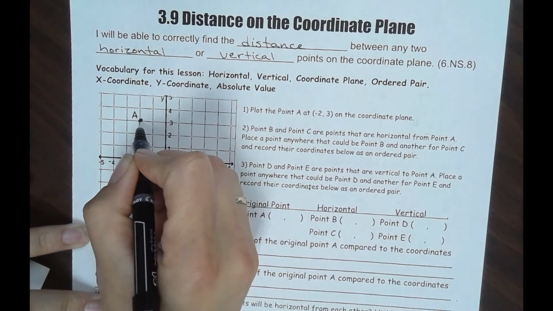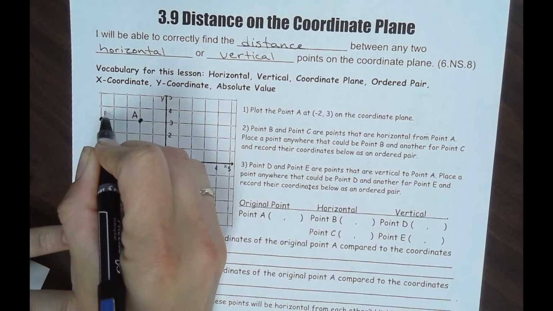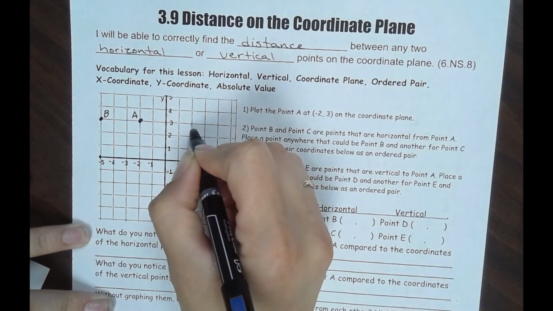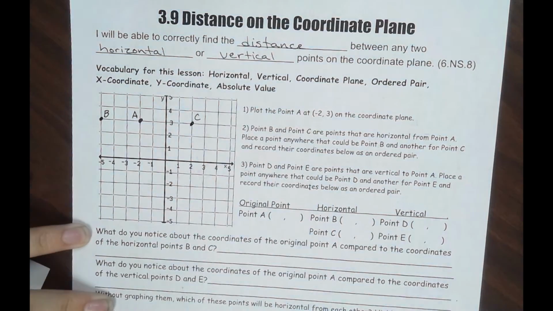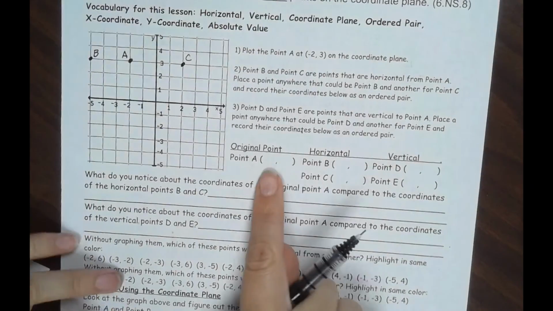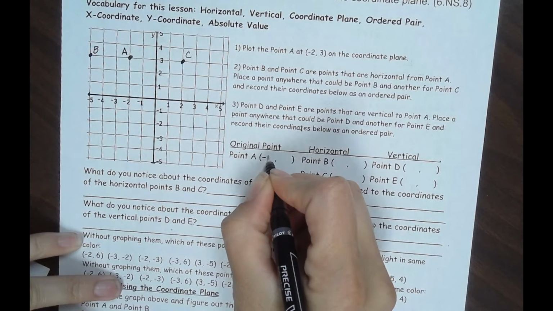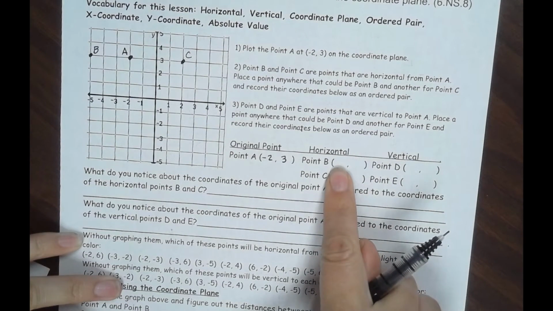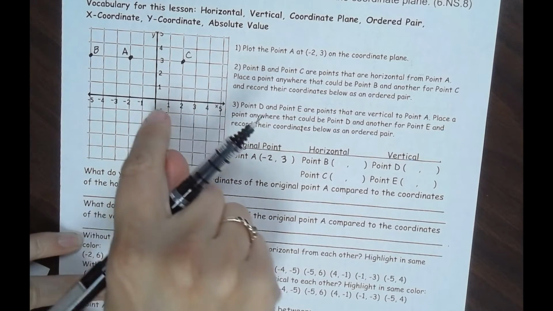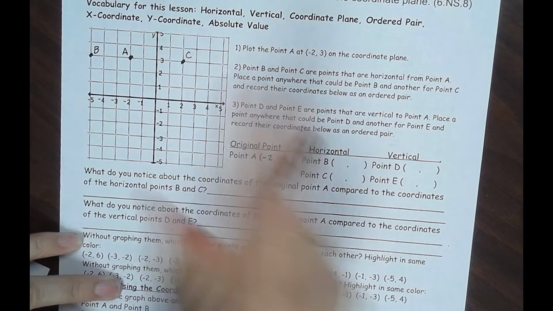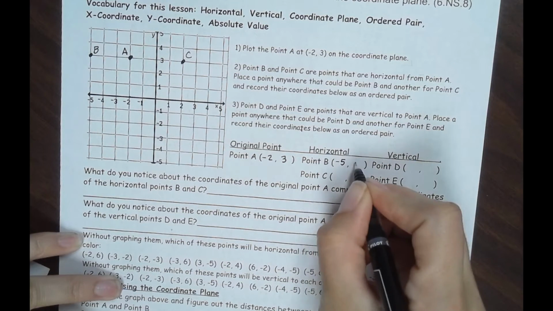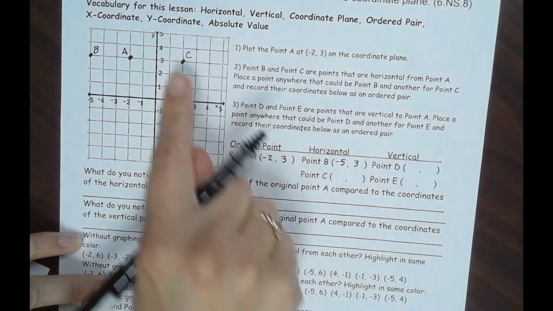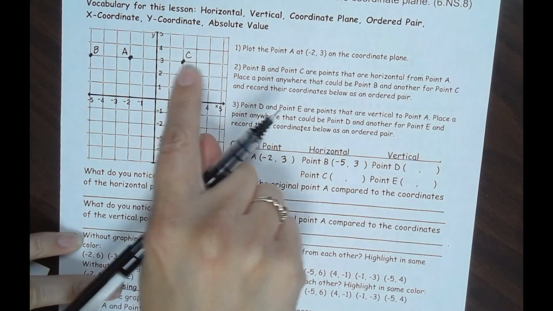So point A, I'm going to put point B right here. See how that is horizontal from point A? And I'm going to put C right here. All right. So down here, point A was at (-2, +3). Point B, I put at (-5, +3). And point C, I put at (+2, +3).